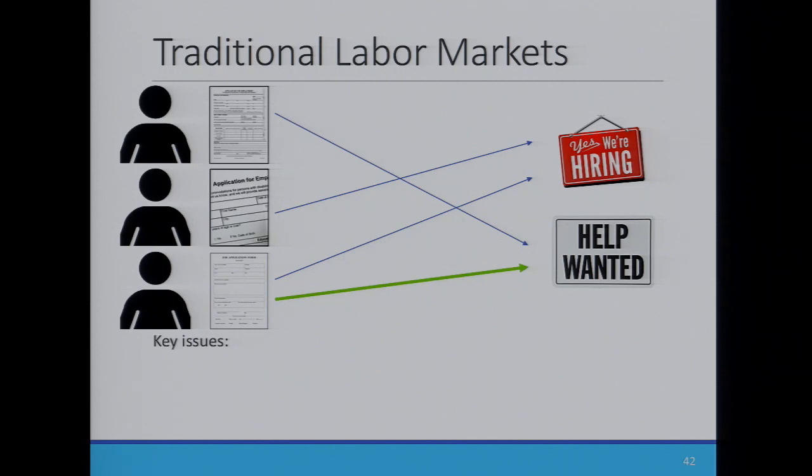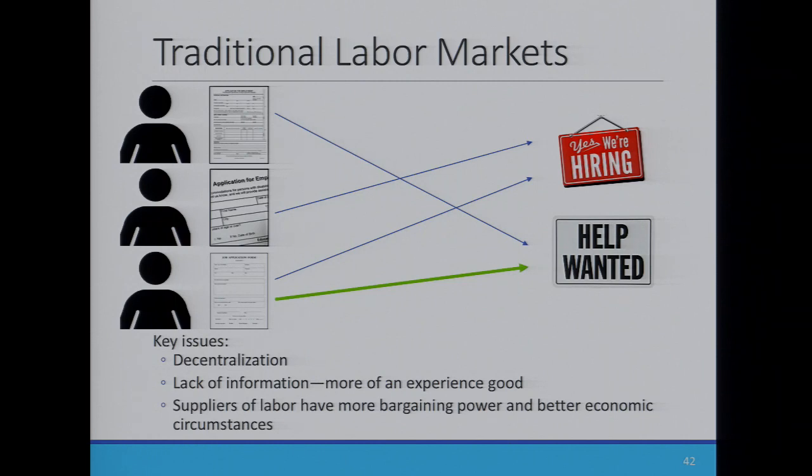So what are the problems that plague traditional labor markets? First off, this is decentralization. You don't necessarily know about all the workers out there or all of the jobs out there, so it's just what you happen to hear about. You apply to each of them separately based on your search. There's a lack of information about the quality, for both the employer and the employee, because it's more of an experience good. So do I like this employer? I don't know. It depends on their policies, how they treat their employees, the type of benefits they give. And not all of this information is widely available. And also, typically the employers have more bargaining power and better economic circumstances, so there's a lot of asymmetry in the market. These are just traditional problems that traditional labor economists study.